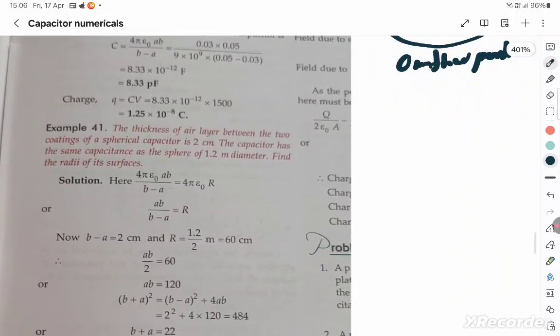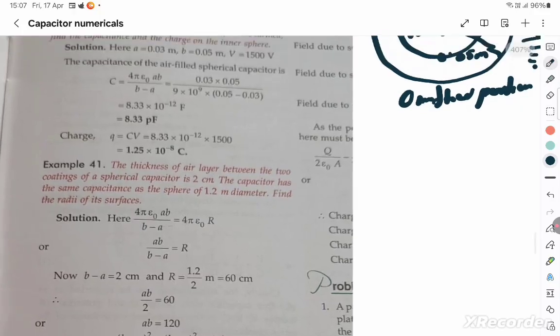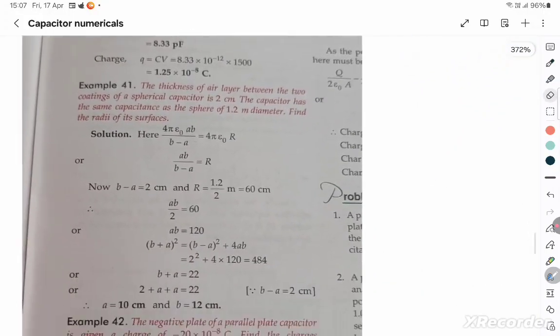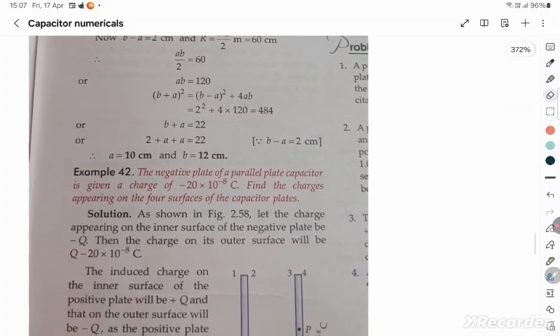The thickness of the air layer between the two coatings of the spherical capacitor. Again, it's a spherical capacitor. For one sphere, the capacitance is 4 pi epsilon naught into R. But there is nothing called a concentric spherical capacitor in our portions. We only have the parallel plate capacitor and not concentric spherical capacitors with A and B as the radii, so ignore this. So let's go to the next sum.